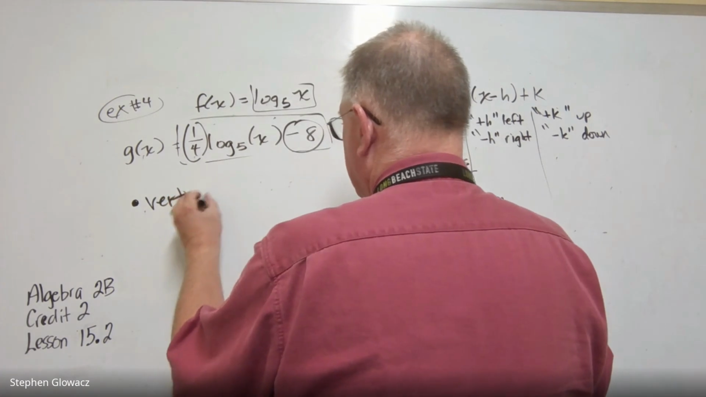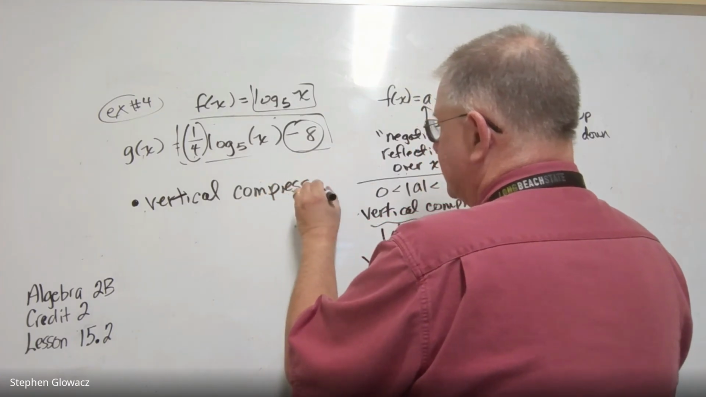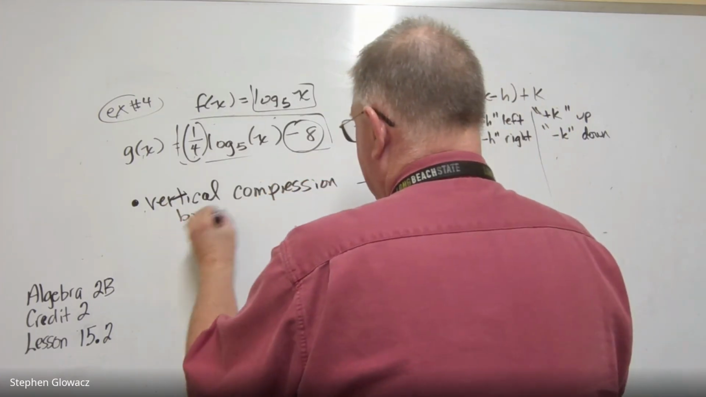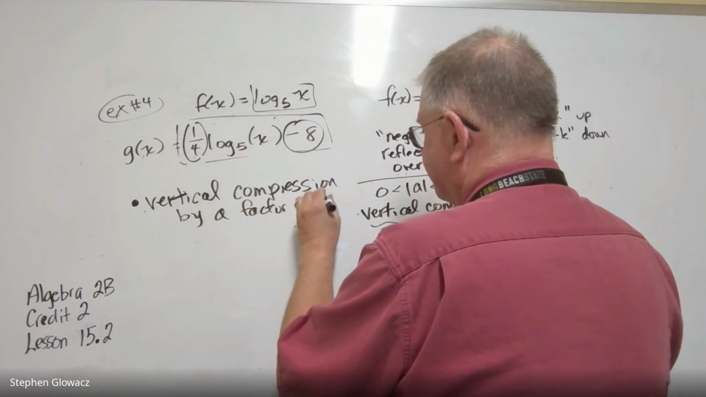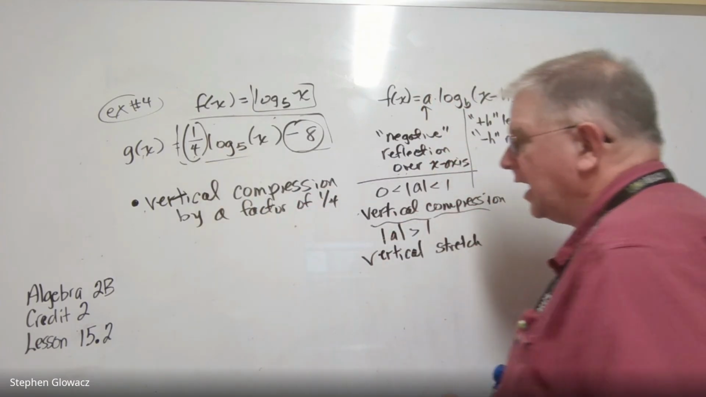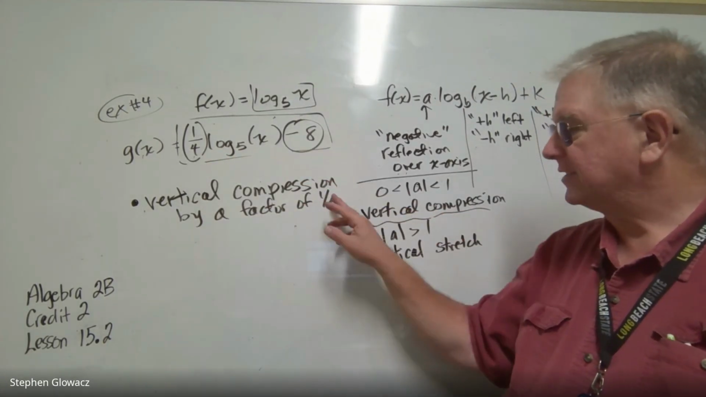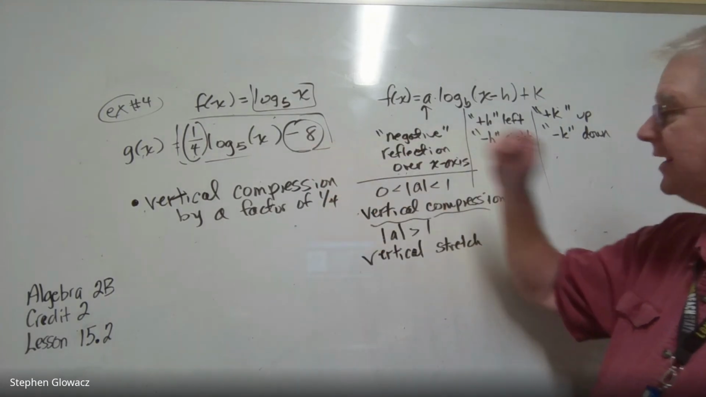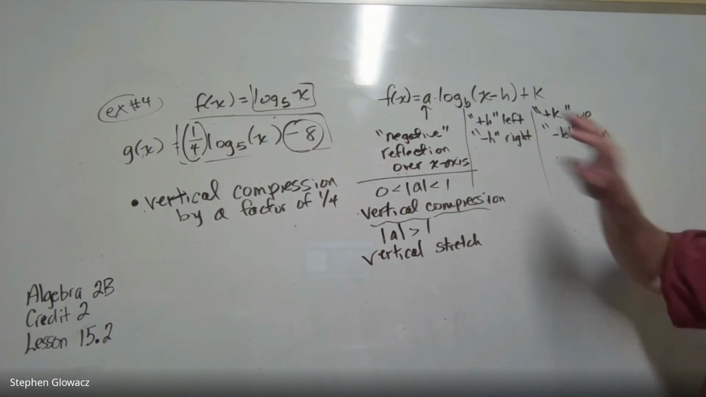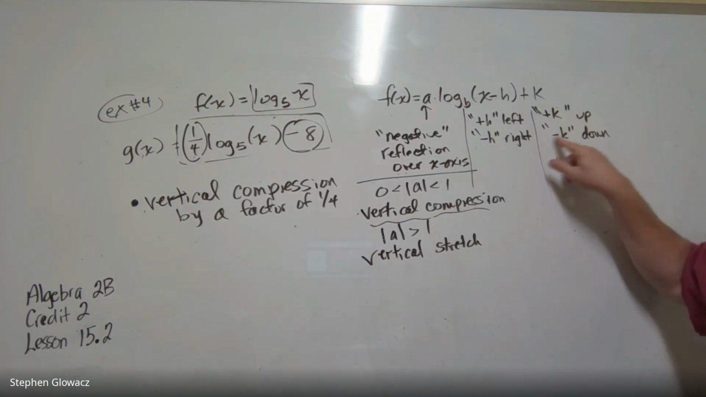And again, if it had been more than 1, that would be a vertical stretch. So a vertical compression by a factor of, well, 1/4, whatever A is. And even if it had been negative, as we saw in the last one, it would just be whatever that number is, not the negative sign. All right, now the other thing we see is the -8. The -8 is outside parentheses, so that's not H, but it's K. And so minus, it moves us down.